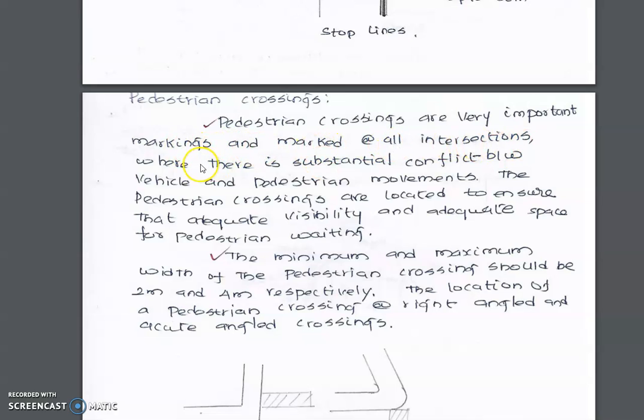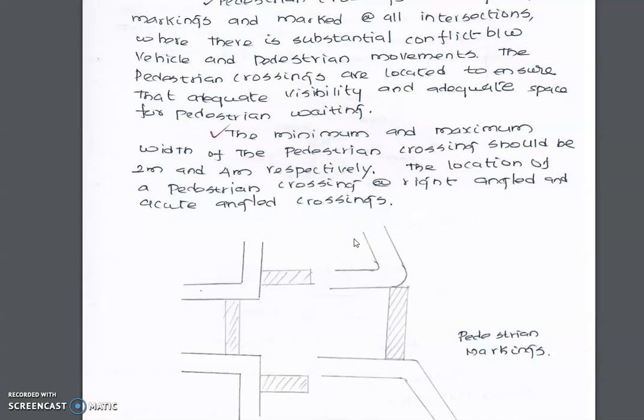Coming to the pedestrian crossing, pedestrian crossings are very important markings and are marked at all intersections where there is substantial conflict between vehicle and pedestrian movements. The pedestrian crossings are located to ensure adequate visibility and adequate space for pedestrian waiting. So we have to provide the proper marking for the pedestrian crossing also. The minimum and maximum width of the pedestrian crossing should be 2 meter and 4 meter respectively, whereas the location of a pedestrian crossing at a right angled and acute angled crossing area.